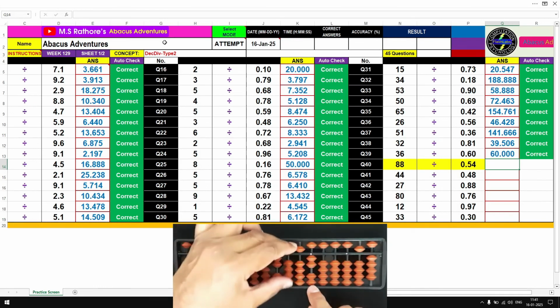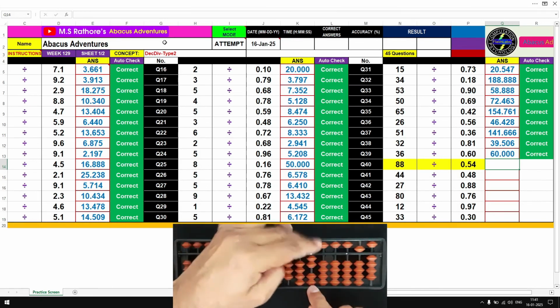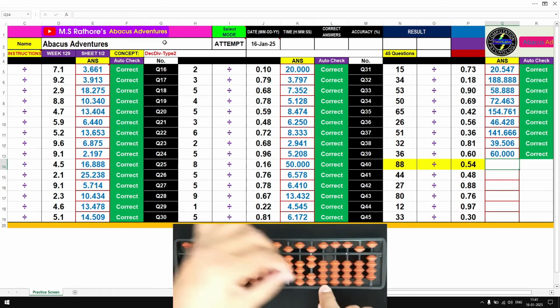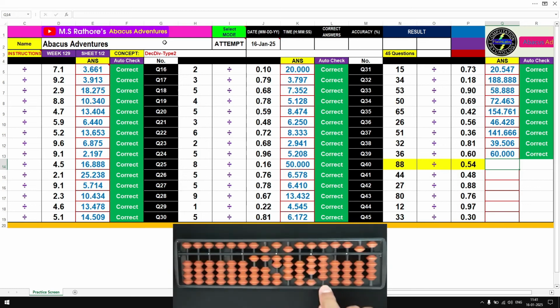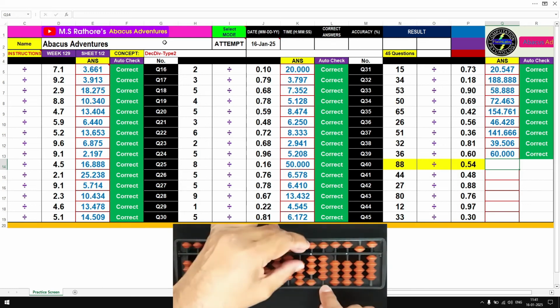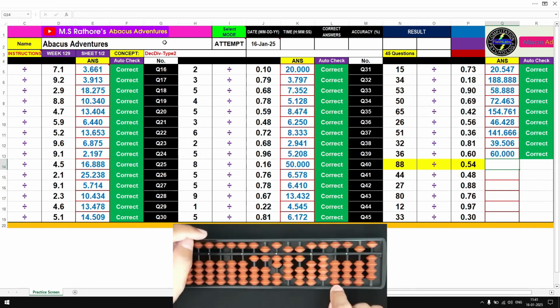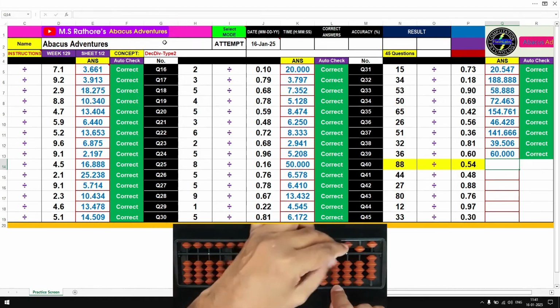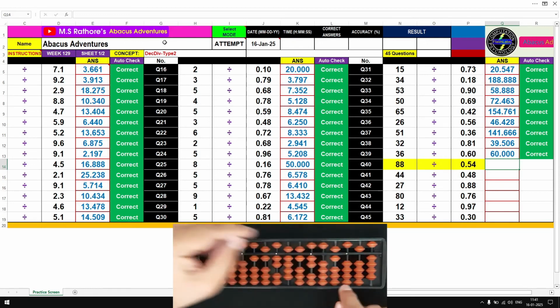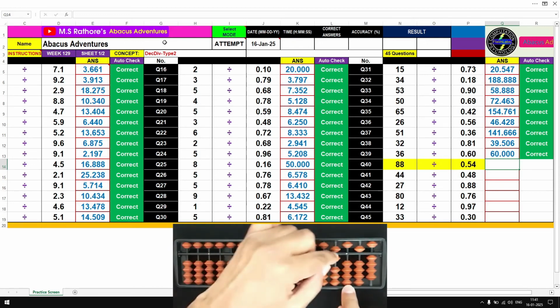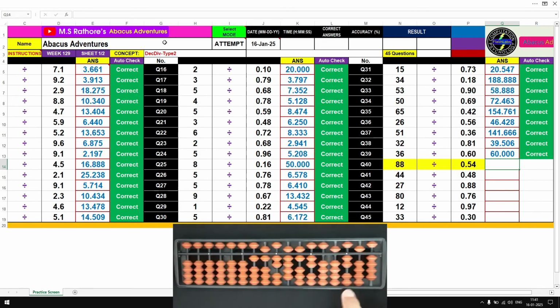5 nines are 45, shifted. 4 nines are 36, new number is 34. 5 sixes are 30, 4 sixes are 24, new number is 16. Last round now. 5 twos are 10, 4 twos are 8, and our answer is 162.962.